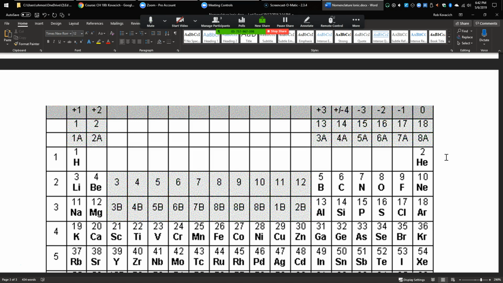It would be BeBr2. Yep. Because the beryllium is still a +2, but now my anion, my bromine, only has a -1 charge. So I can't just put 1 on because it doesn't fully cancel out the +2 charge. I need to add a second one with a -1 charge to fully cancel out the +2 charge. So what's the formula with beryllium and iodine, element 53? BeI2. Yeah.